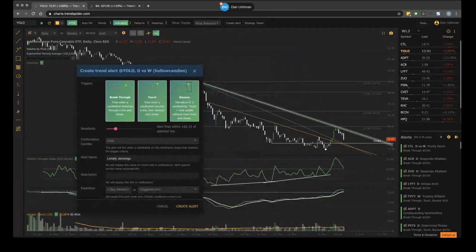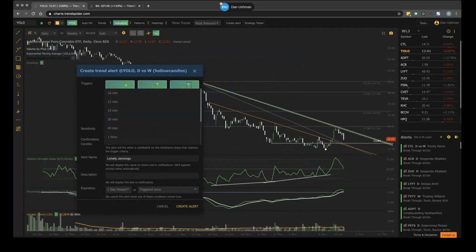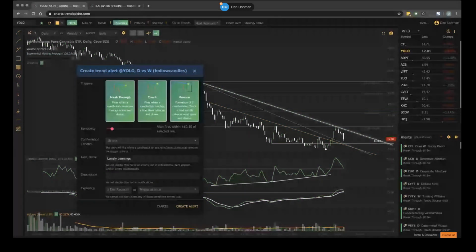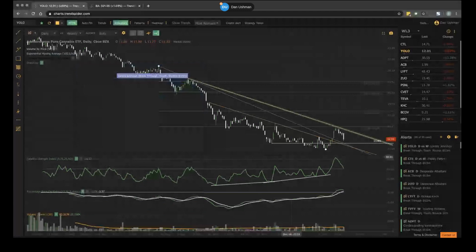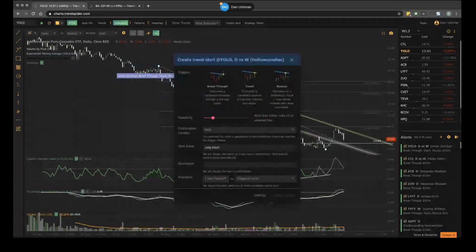And I like to do all three of these because I like to know whenever price interacts. You know, some people only want to know when it touches or bounces. I want to know whenever it interacts at all, right? But I would set this alert on the 15-minute chart. I would have it go for a few weeks, and I would do the same thing on my bottom border here, right?